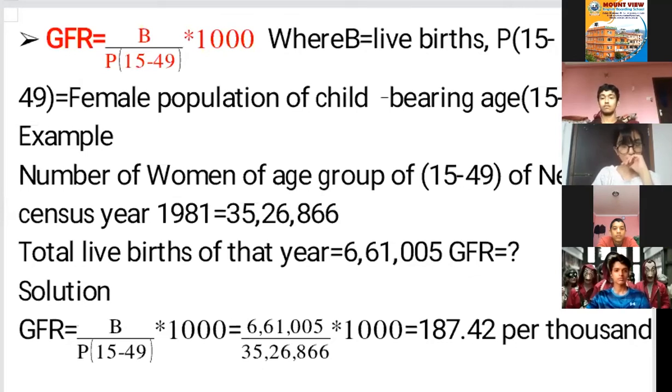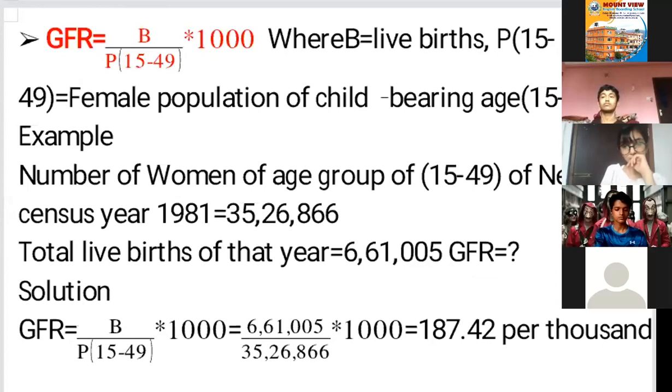Okay, my dear students, once again in the same example I want to replace the data only. In the same example, suppose the number of women of age group 15 to 49 of Nepal in census year 2001 is 45 lakh 26,866. Total live birth is suppose 10 lakh. Now GFR equals what? Same as the formula, we have to input the data, and we can easily calculate the GFR.